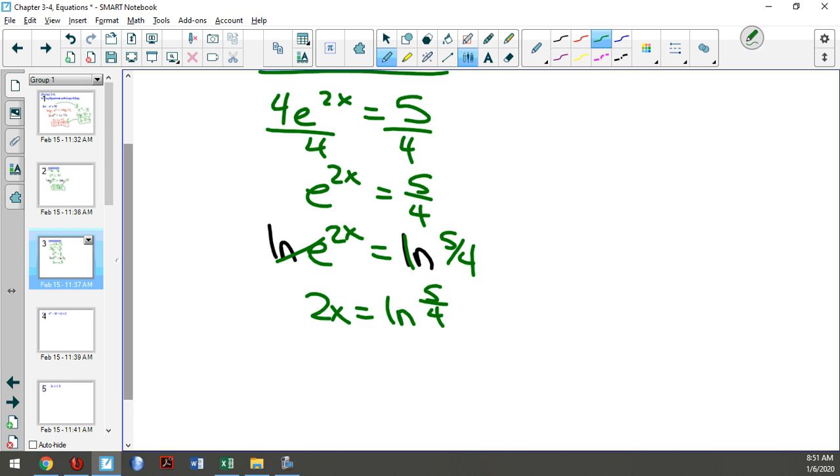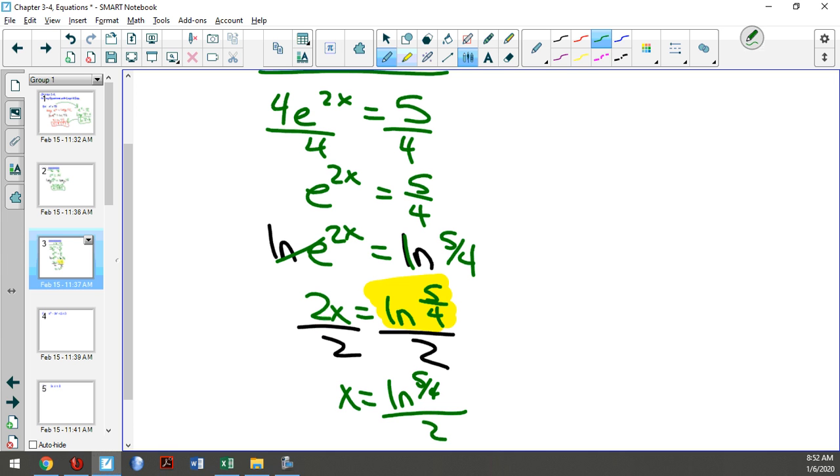What do you think? How do I solve that for x? Could you divide by 2? Absolutely. I need your brains to understand that this right here, that's just a number. It's just a numerical calculation, correct? It looks nasty to your brains, but it is still just a numerical calculation. We're simply going to take that calculation and divide it by 2. So x is equal to the natural log of 5 over 4, all divided by 2.